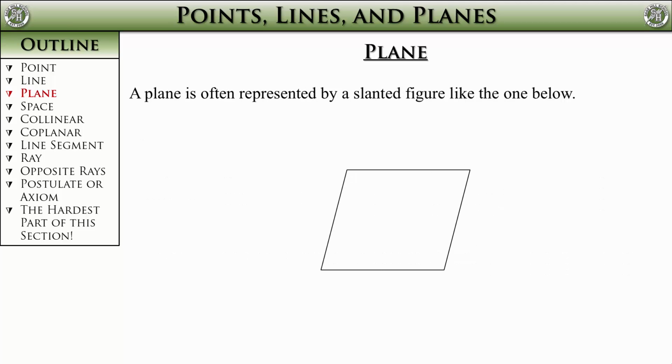Typically, a plane is drawn as a slanted figure like the one shown here. The thing to remember is that even though we have drawn it like it has edges, a plane has no edges. The slanted figure is just there to show you which plane we are talking about.